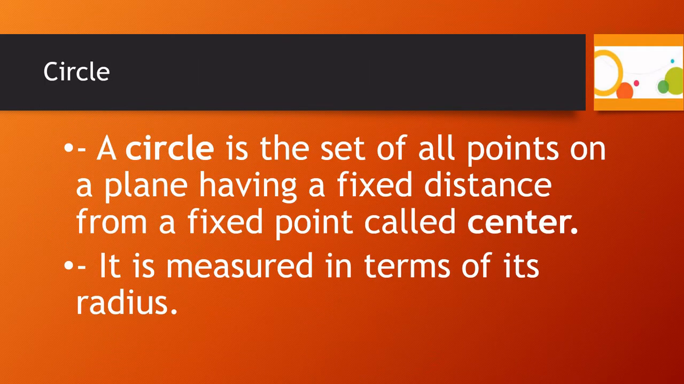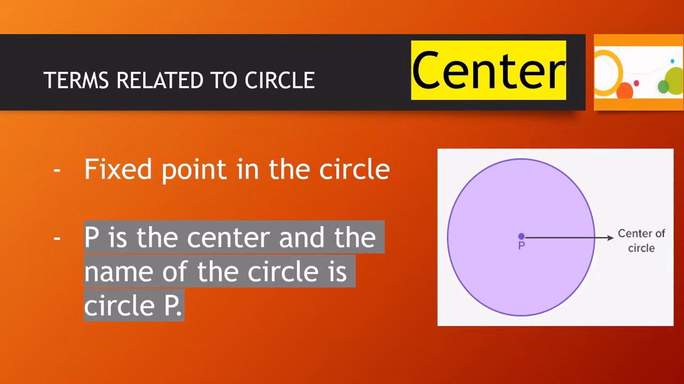Now, in geometry, a circle is the set of all points on a plane having a fixed distance from a fixed point called the center. It is measured in terms of radius. Now, let us discuss the different terms related to a circle.